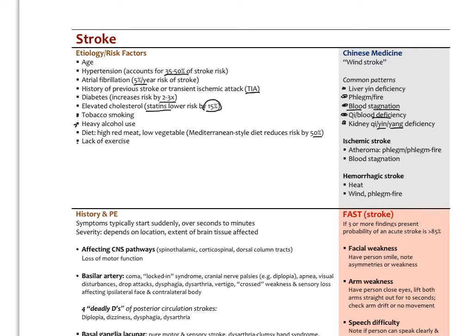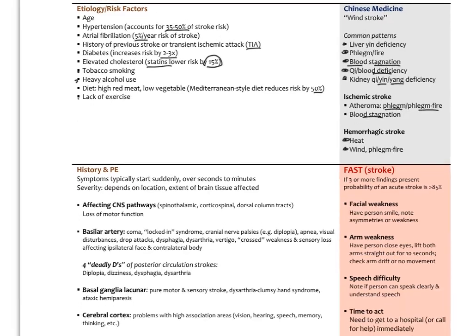That would be the plaquing that creates a thrombosis in the arterial walls, and that would be a type of phlegm or phlegm fire. Again, blood stagnation. And then hemorrhagic stroke is going to be more related to heat or yang rising, and then wind and phlegm fire. So those are some comparisons in terms of terminology between East and West there.